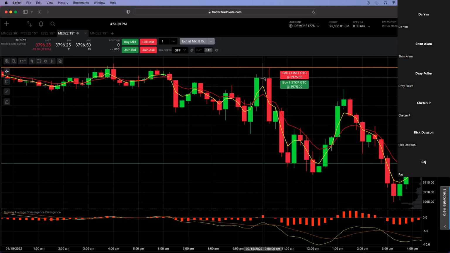Sometimes you have to wait like 3-4 candles. Usually, I wait. So if I'm 100% confident that this is going to hit 39.75, I will wait.